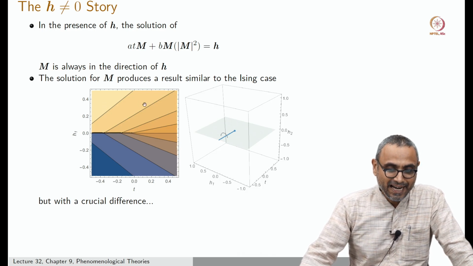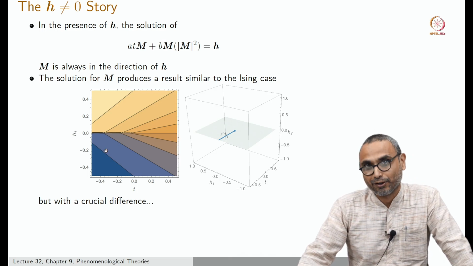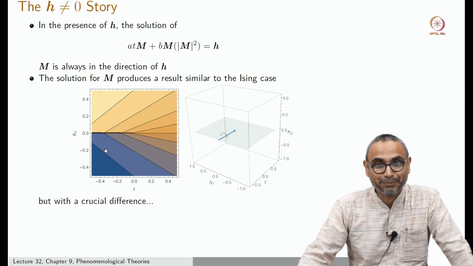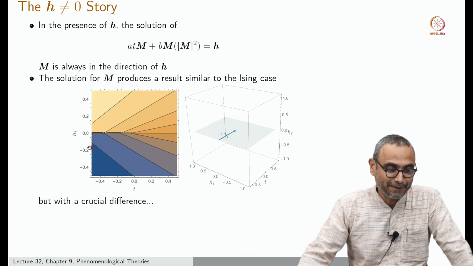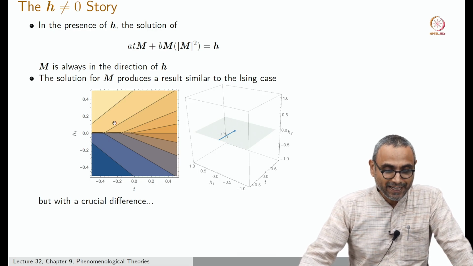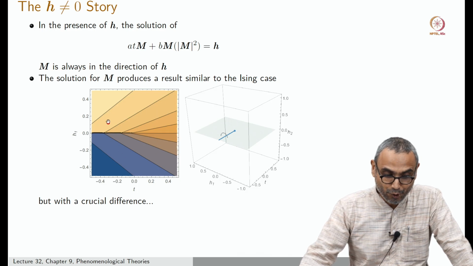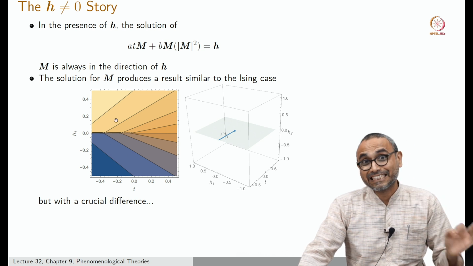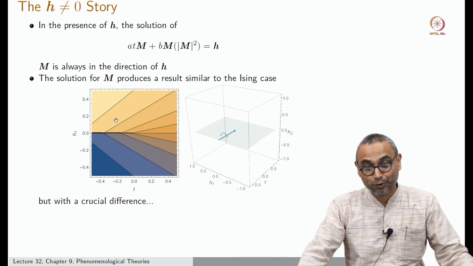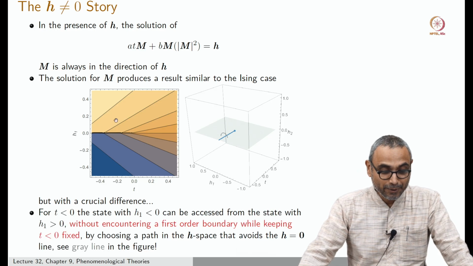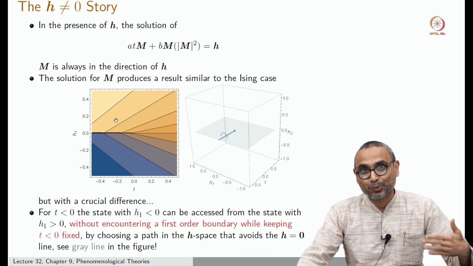Okay, and you may think that this looks very much like the Ising model. It does, but there is a subtle difference, as you will see. When H is positive, if T is greater than 0, then of course you can go smoothly, and if you go like this, you may think that there is a first order transition, but that's not the full story here, right? Remember that you can also have H2, the other component.